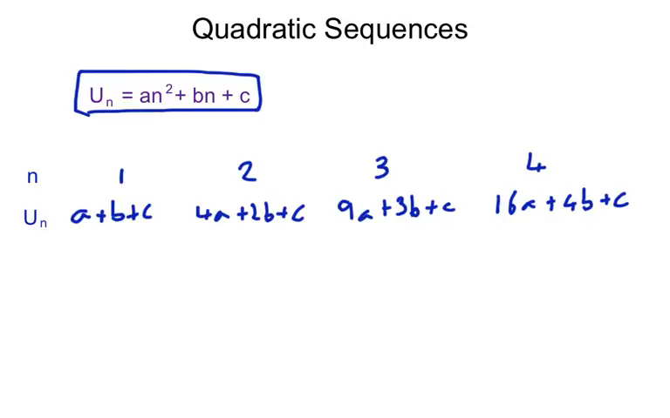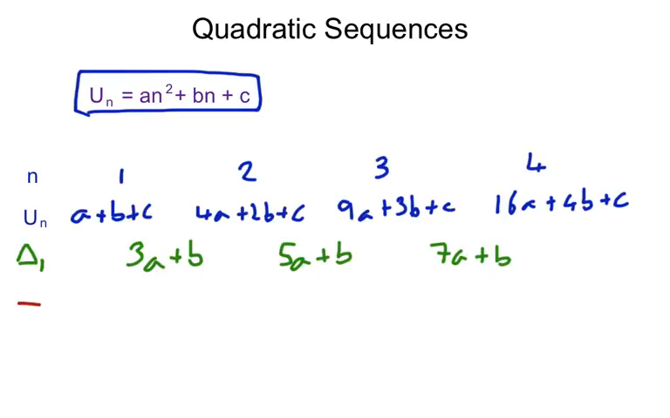Now we can look at the differences. The first difference, the difference between the first two terms, there's 3a's difference and there's 1b difference, because we've got 4a minus a to give us 3a and 2b minus b to give us b. The difference between the second and the third terms, 9a minus 4a gives us 5a, 3b minus 2b gives us b. The difference between the third and fourth, we've got 7a, and then 4b minus 3b gives us plus b.